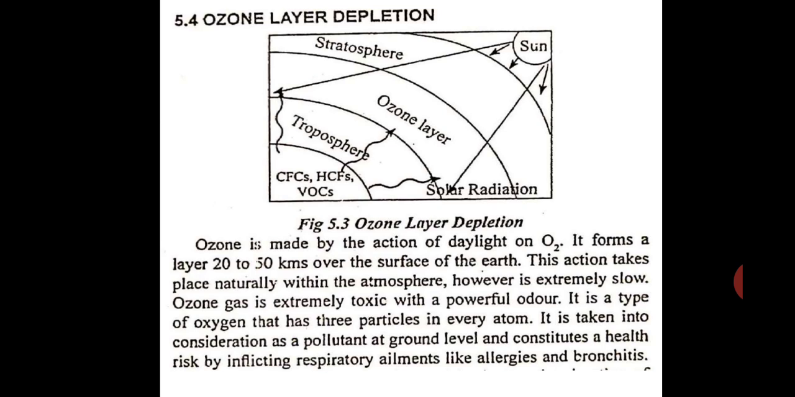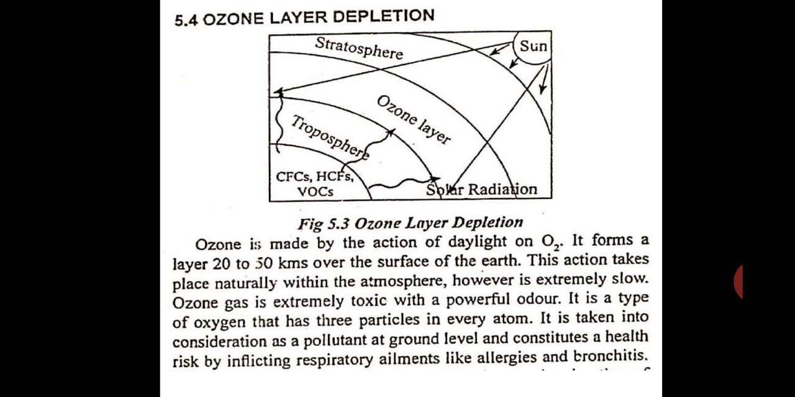Ozone gas is extremely toxic with a powerful odor. It has a strong smell, as well as it is very toxic. So ozone gas at Earth level is a pollutant. But we are talking of ozone gas at above 20 kilometers from the Earth's surface. It is a type of oxygen that has 3 atoms in every molecule. It is considered a pollutant at ground level and constitutes a health risk by inflicting respiratory problems like allergies and bronchitis. Bronchitis means people get asthma, problems with breathing.